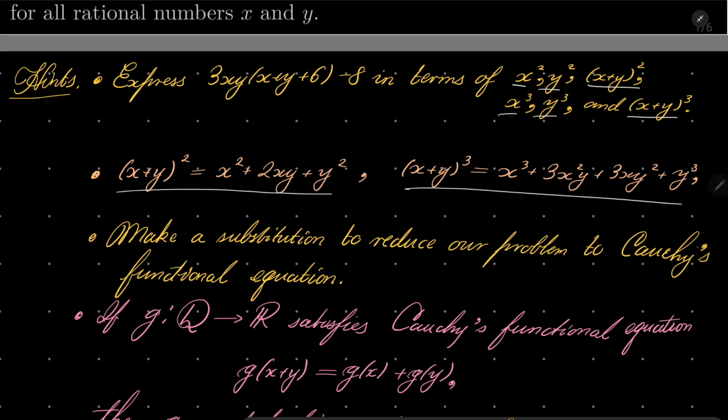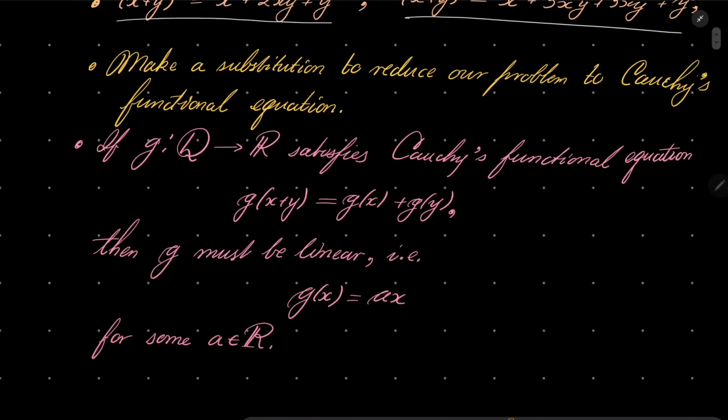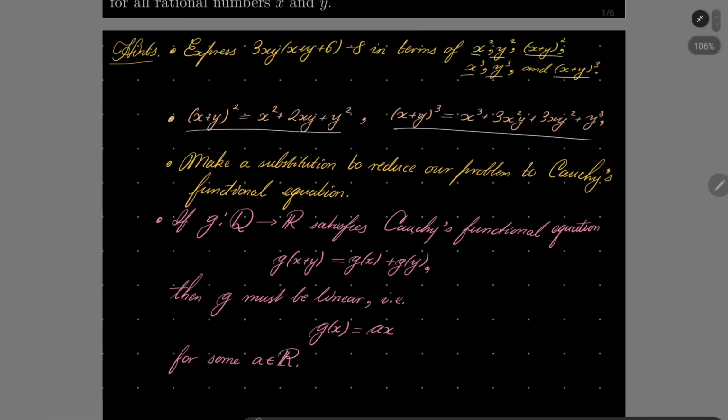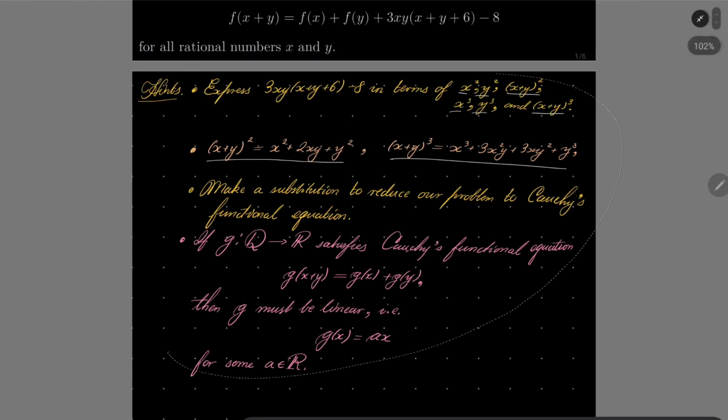And also keep in mind this very useful fundamental fact: if a function g is defined over rational numbers, and if it satisfies Cauchy functional equation, so g of x plus y equals g of x plus g of y, then our function must be linear. So g of x equals ax for some real number a. So give this problem a try, and I will see you in just a minute.